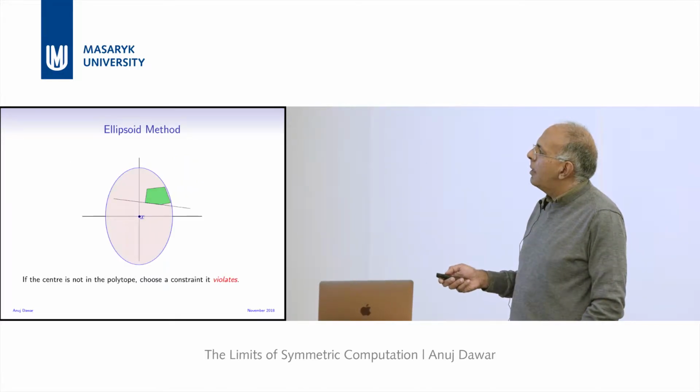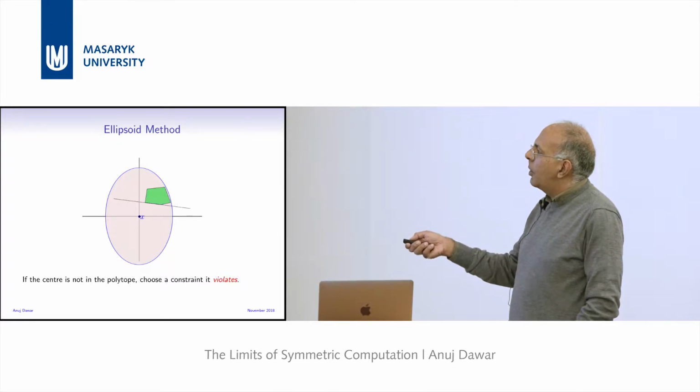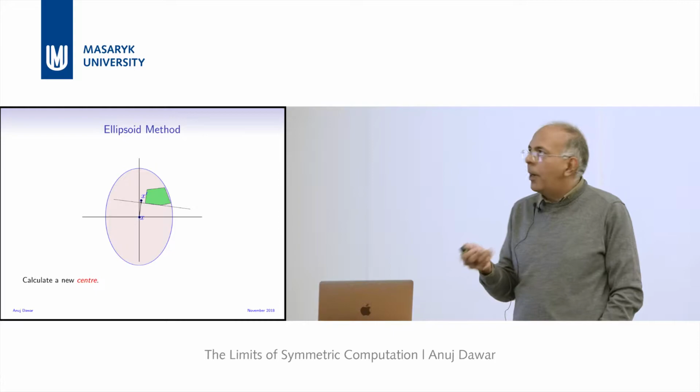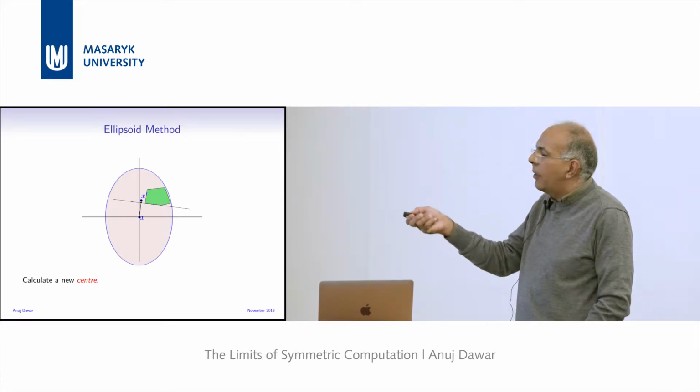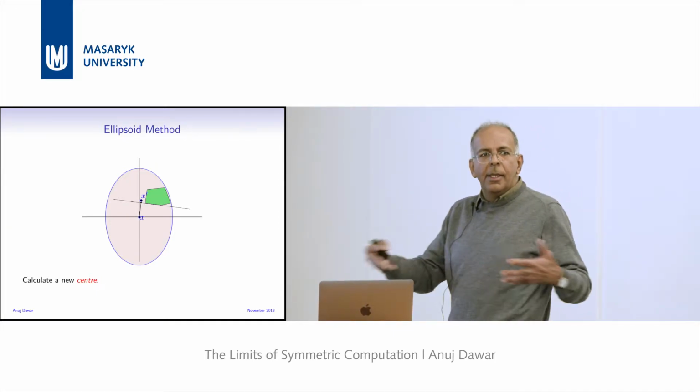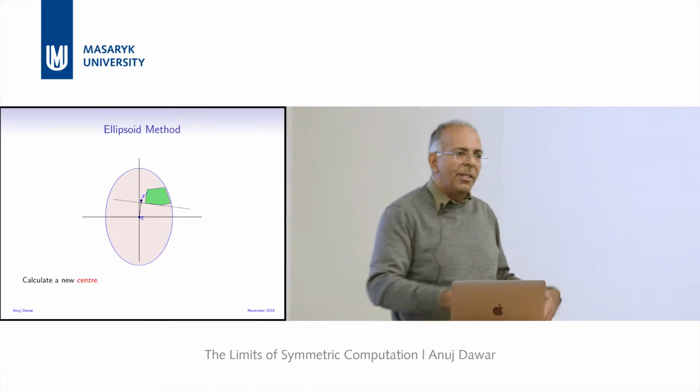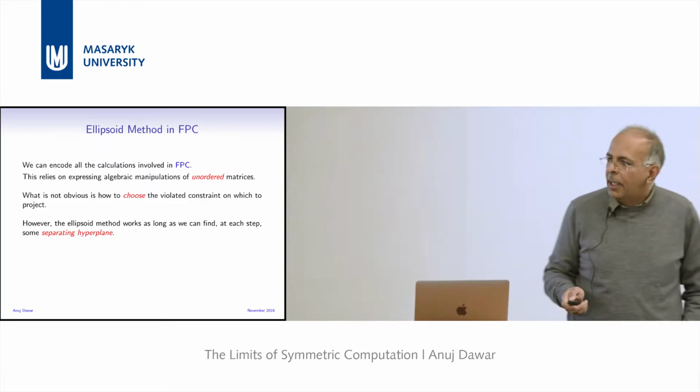So here at this stage, I said we choose a constraint and project. Choosing is a symmetry breaking operation. Why do I choose this one rather than any of the others? And each choice would lead to a different computation. And if I do them all in parallel, I will get an exponential blow-up, like with the Gaussian elimination.